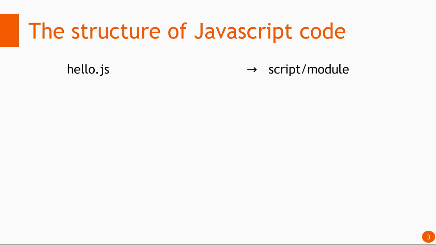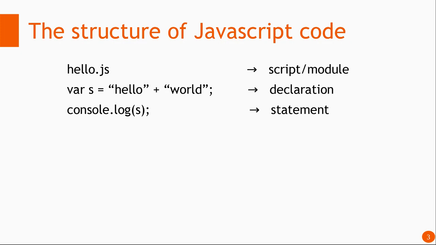For example, let's say we have a hello.js. Let's write some code. Okay, let's write a hello world. First, we need to declare something. Let's declare a variable s equal to hello string concatenates world string. Then we output it, console.log. Please notice that this output line is a statement. A statement is a syntactic unit that expresses some actions to be carried out. We'll talk about it later.